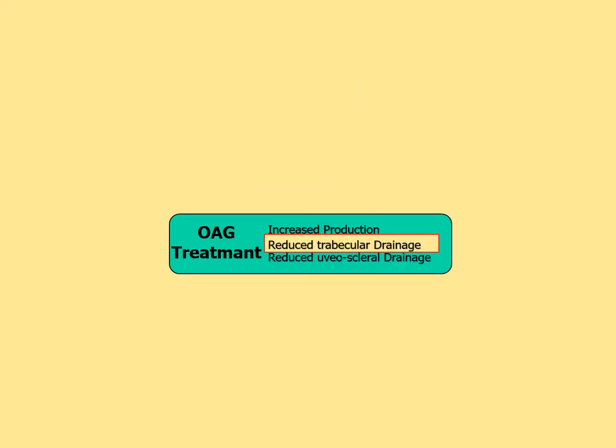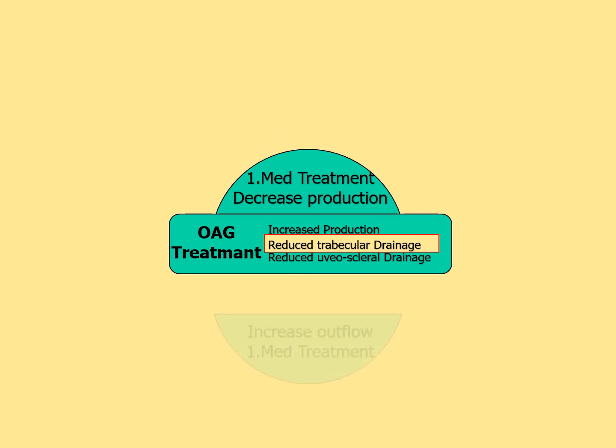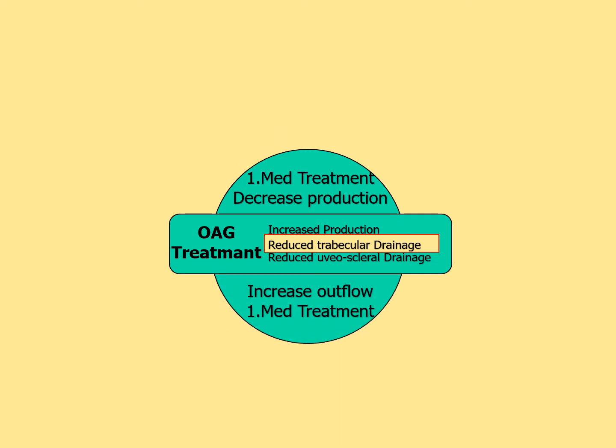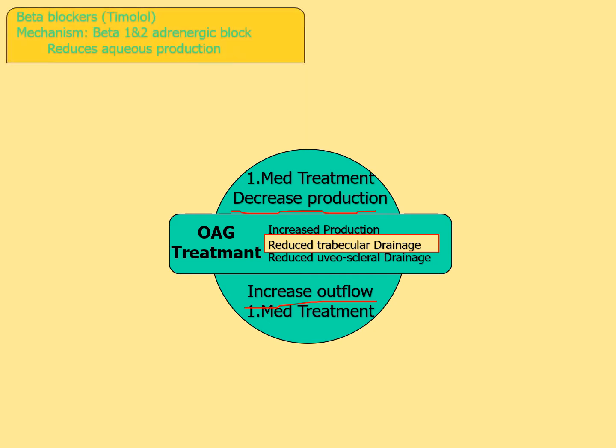After knowing the etiology that the reduced trabecular drainage is the main cause for the open angle glaucomas, we'll discuss the treatment. Treatment is very easy and very logical. Either you reduce the production or you increase the drainage. So it's very, very simple. Either decrease the production or increase the outflow. So how are we going to decrease the production? There are different drugs used.